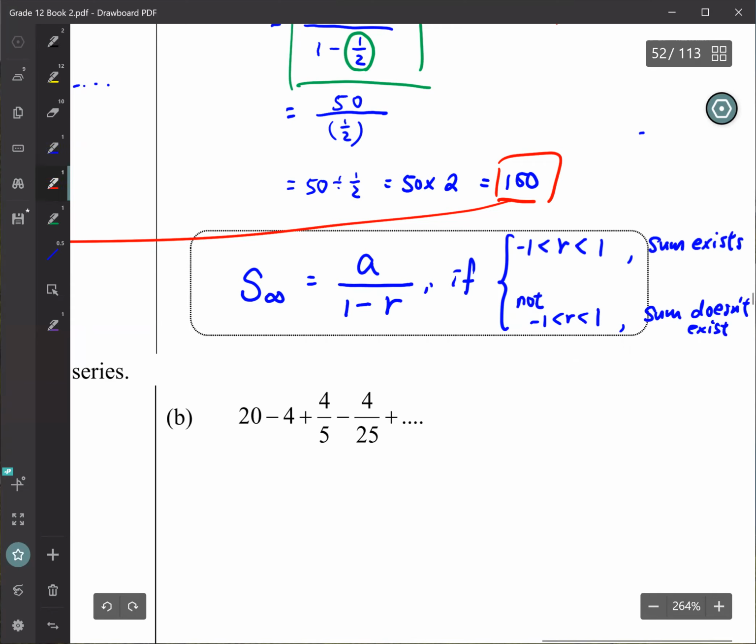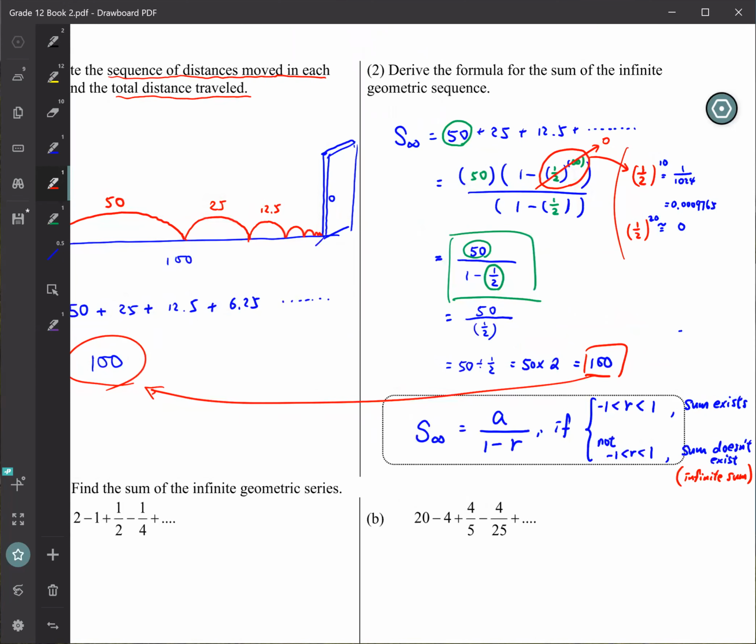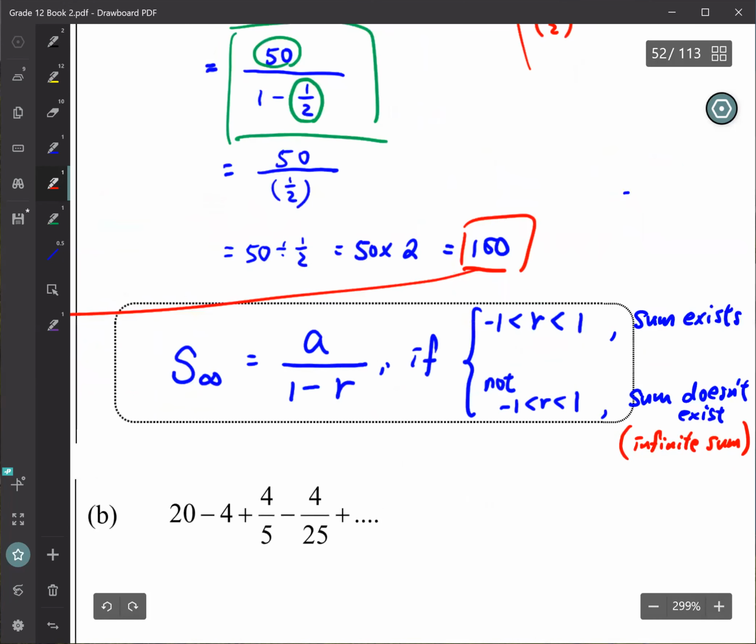And we also have a name for that. It's called the infinite sum. The sum goes on forever. It doesn't have a limit, right? The example we had here, the limit is 100. We can get a finite sum. So when the sum exists, you can also call this the finite sum.